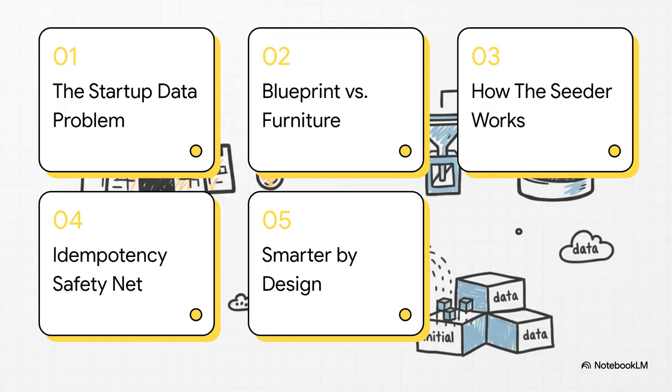Okay, so here's our game plan. First, we'll really nail down the startup data problem. Then we'll get into a great analogy, blueprint versus furniture, that'll make it all click. After that, we're going to pop the hood and see how this seeder actually works. We'll talk about the idempotency safety net, which is the secret sauce, and wrap up by seeing why this whole approach is just smarter by design.